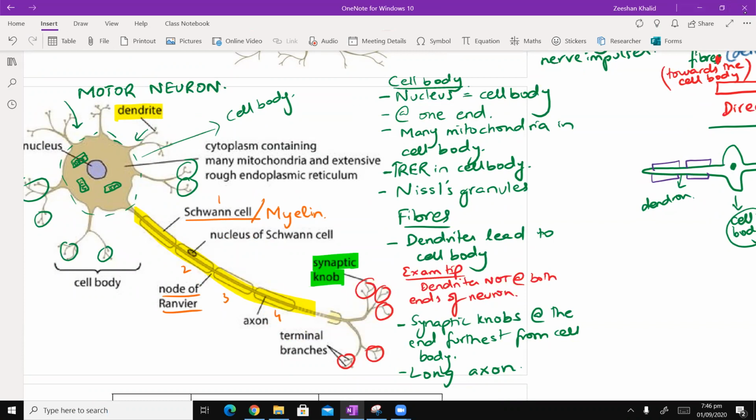Okay, so now let's quickly count the number of points that we've done so far. Number 1 nucleus, number 2, number 3, number 4, number 5, number 6, number 7, number 8. Number 9 is the Schwann cell. Number 10 is the node of Ranvier. Okay, what exactly is node of Ranvier? It's basically the point on the axon where you don't have any Schwann cell surrounding. Okay, so ये 10 points हैं which basically relate to the structure of a motor neuron.